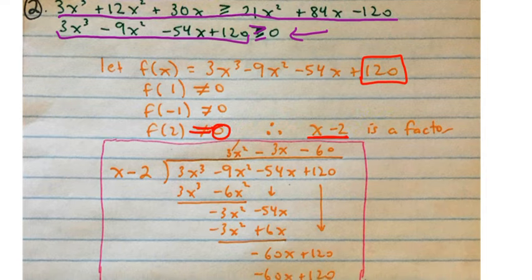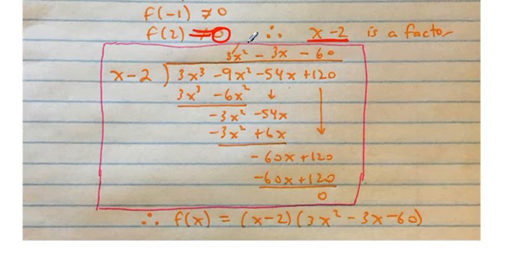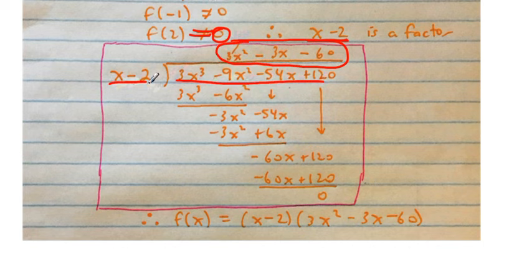Once I know that x minus 2 is a factor, I can use it to divide and find another factor. Now I did long division, you're certainly welcome to use synthetic division, but when I divided f at x by x minus 2, I get this quotient, and of course remainder 0, because I know it's a factor. So now I can write that f at x, instead of this cubic that we had originally, it's now this x minus 2 binomial, and then this quadratic.